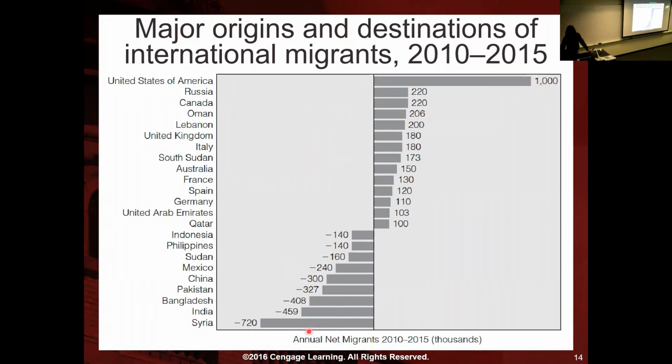And then the countries at the bottom are losing more people than gaining. So losing 720,000 more people than gaining per year, on average, throughout this period from 2010 to 2015. So that's data from 2010 to 2015, but giving the average for each year. And of course, for Syria, you have such a great loss of people leaving the country because of the Syrian civil war, okay?